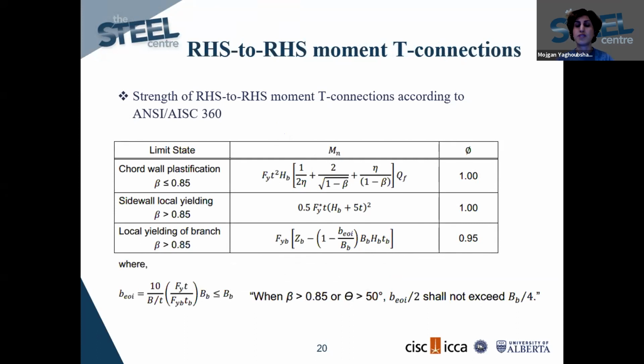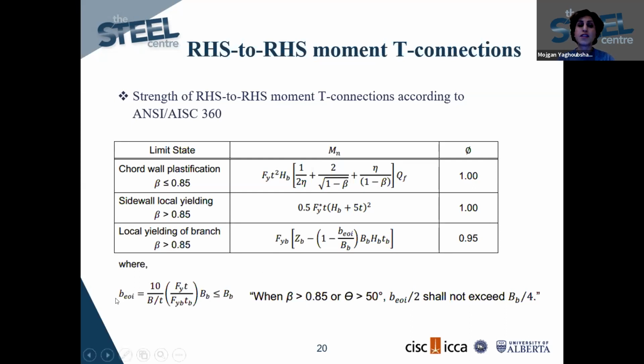These formulas have been presented in AISC 360 2010, and in 2016 they changed the structure of that chapter a little bit. I didn't cover those because it's out of the scope of this presentation, but these are the formulas that could be used for design of the connection elements, I mean the chord and the branch elements, to size the thickness and the width. These are the design recommendations.